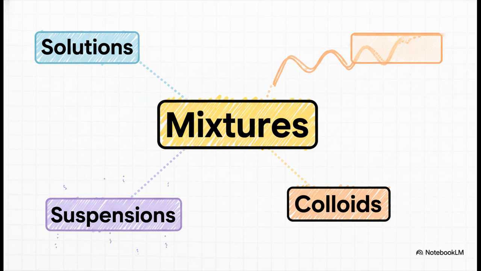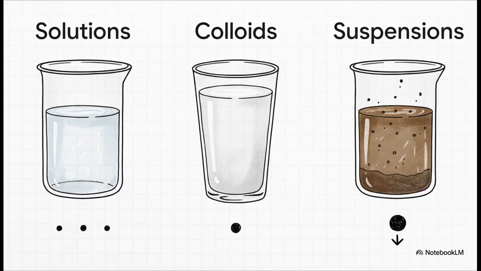And this is where our map gets really, really interesting. Because as we zoom in even closer, we find that mixtures are sorted into three main families, and each one has its own totally unique personality. They're called solutions, colloids, and suspensions. So let's meet the family. First up, you have solutions. Think perfectly mixed particles so incredibly tiny they never ever settle out. Saltwater is a classic example.